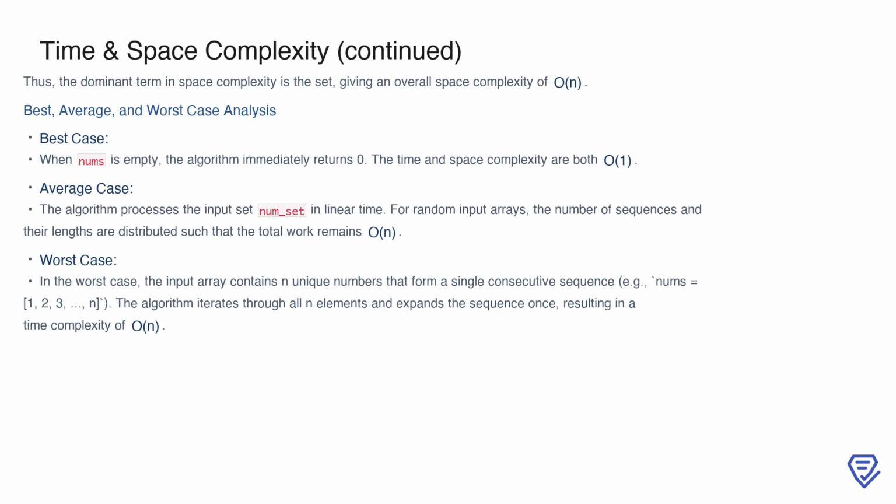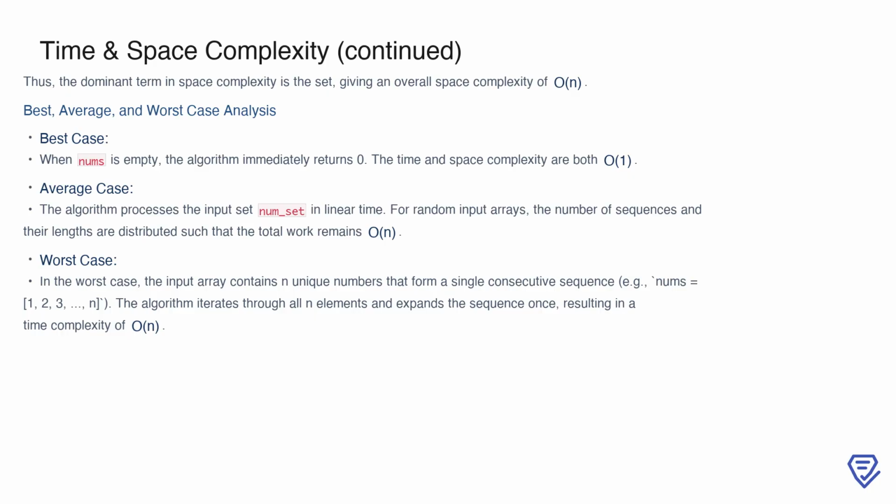Now let's examine the algorithm's performance across different cases. In the best case, when the input array nums is empty, the algorithm immediately returns 0. This results in a time and space complexity of O(1). In the average case, for a typical random input, the algorithm processes the elements of the set linearly, efficiently grouping elements into sequences. The time complexity remains O(n) due to the linear processing of elements.